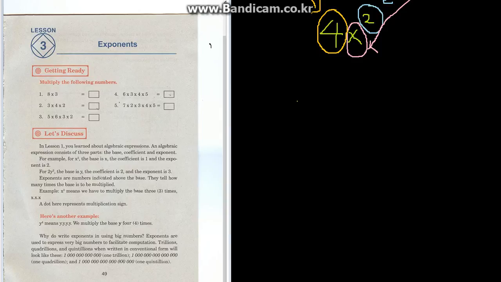Exponents are numbers indicated above the base. So 2, for example, is the exponent, and in 2y3, what is the exponent here? 3 right there. 3, that's the exponent, right? And they tell how many times the base is to be multiplied.